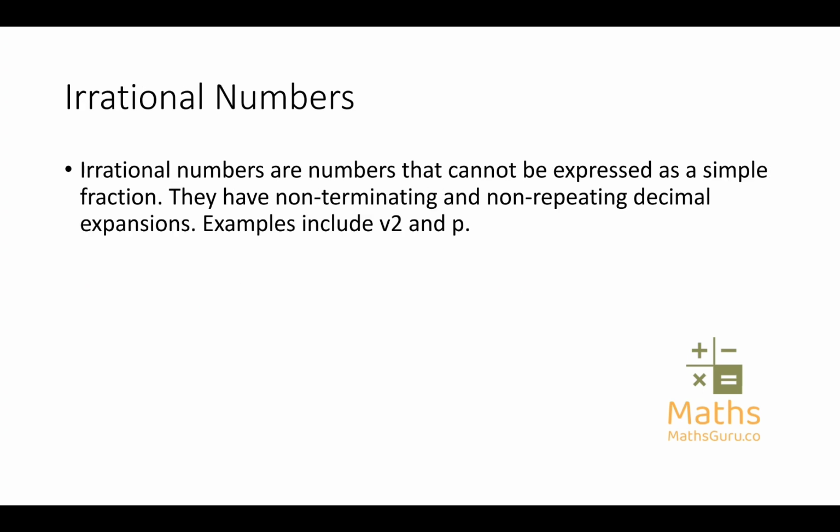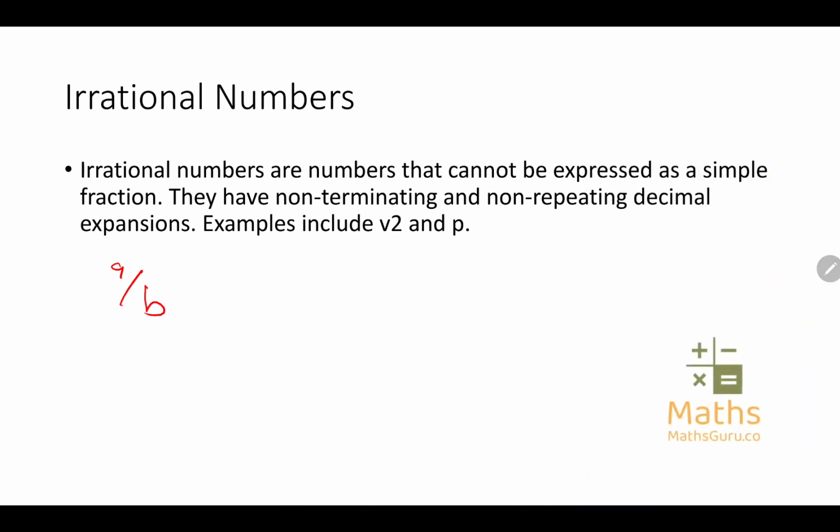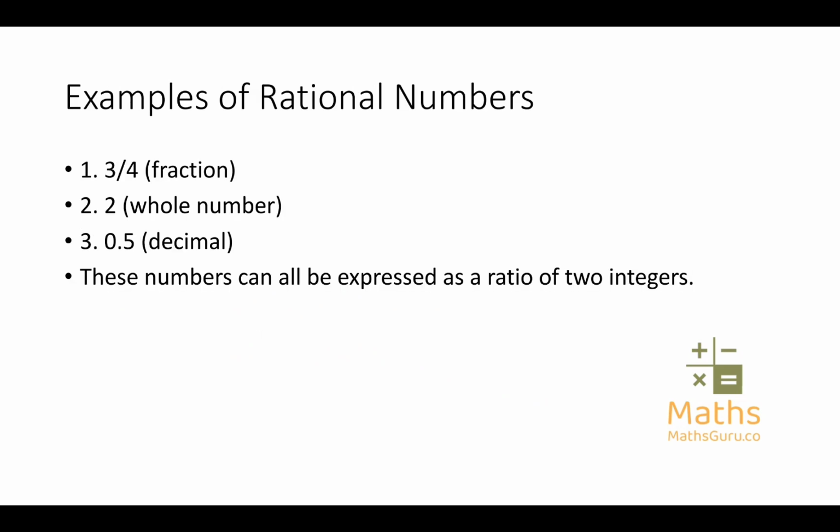Let's see what irrational numbers are. Irrational numbers cannot be expressed as a fraction. They cannot be represented as a by b. They are non-terminating, non-repeating decimals. For example, root 2: you will not be able to find an exact answer for it. Just like pi, it's 3.14 and it keeps going on like this. So these are irrational numbers. They have non-terminating and non-repeating decimal expansions. That is the characteristic of irrational numbers.